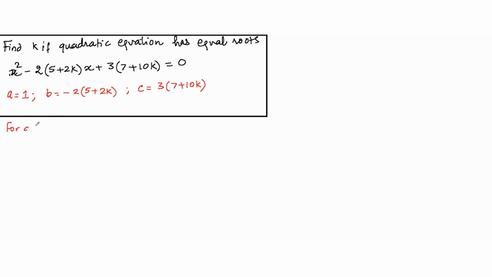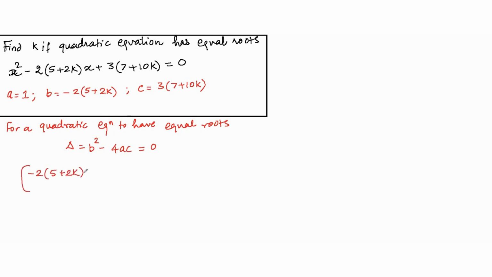So for a quadratic equation to have equal roots, I know that the discriminant, which is b square minus 4ac, should be equal to 0. So if discriminant b square minus 4ac is equal to 0, I can now substitute values of a, b and c. b is negative 2 times 5 plus 2k. This is the value of b. So this is b square minus 4 times a times c, which is 3 times 7 plus 10k, is equal to 0.